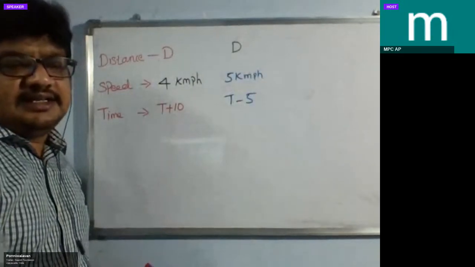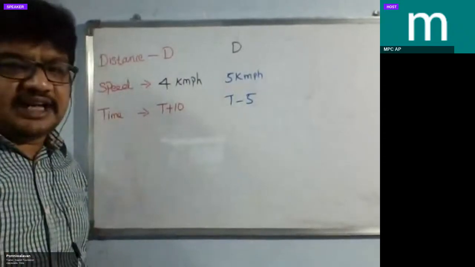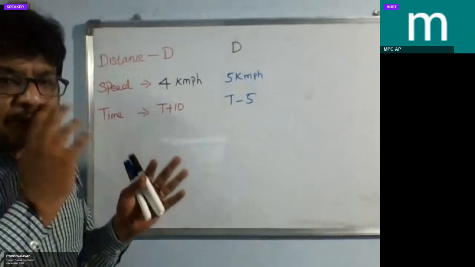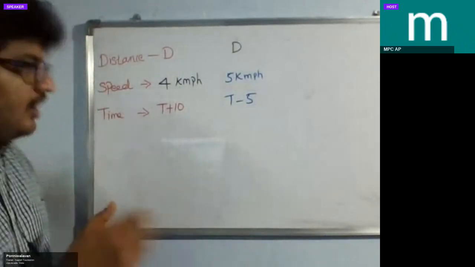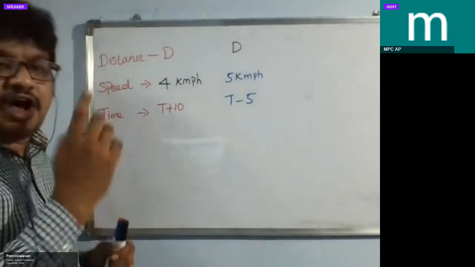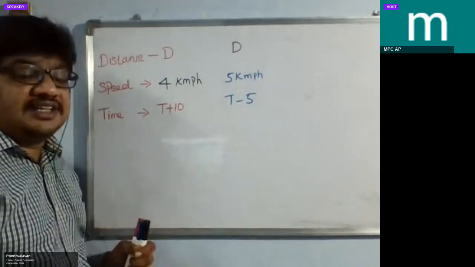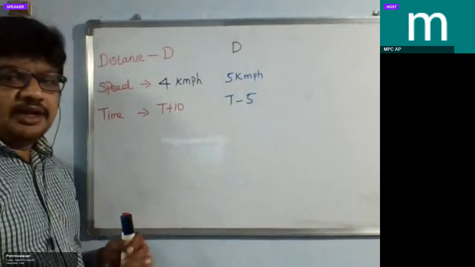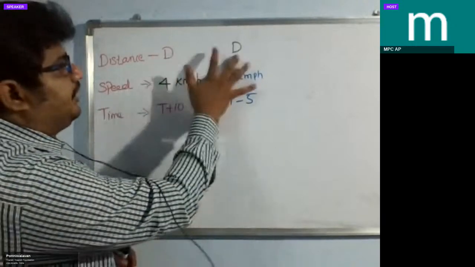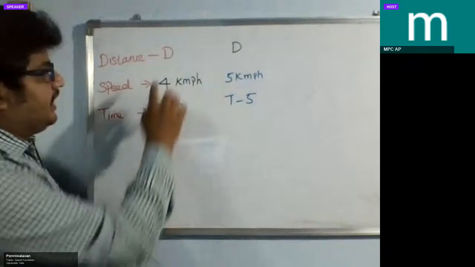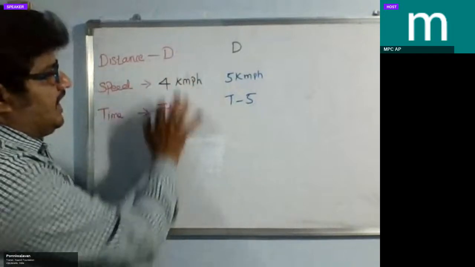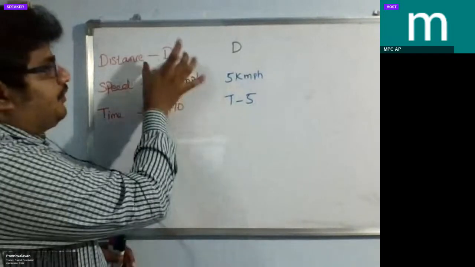Let's read the question carefully and tell me what they are asking. How far is the bus stand? How far means distance they are asking. Distance means we need to find D. Here two unknown variables, T and D. So we need to find D.